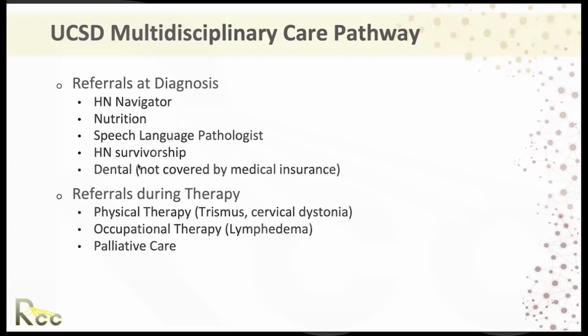And I would say that the data suggests about 50% of head and neck cancer patients diagnosed in the US don't have dental insurance or a regular dentist as part of their care team. So this is a significant issue. Other partners in head and neck cancer are really our physical therapy and occupational therapy colleagues, who can be very, very instrumental in helping with symptoms of things like trismus, cervical dystonia, and certainly lymphedema.